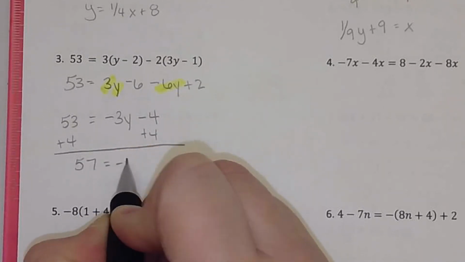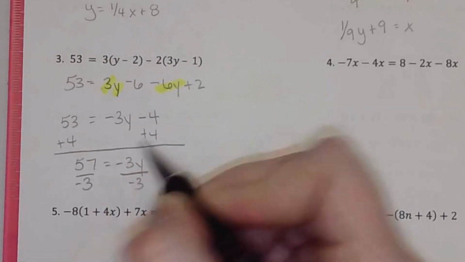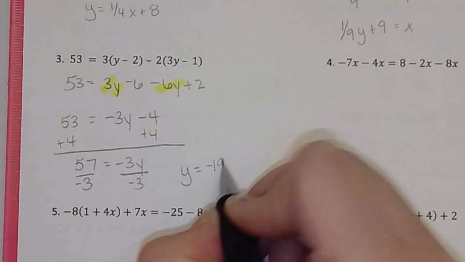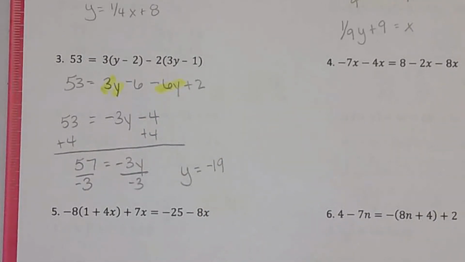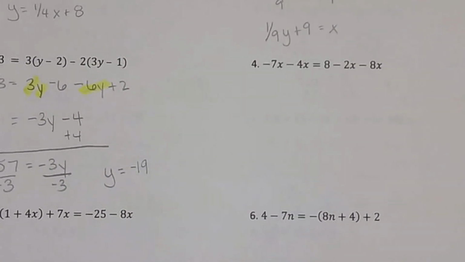57 equals -3y. Divide by -3. Y equals -19. So remember, you're trying to always isolate the variable that you are solving for. If there's only one variable in the equation, that's the variable you're solving for.